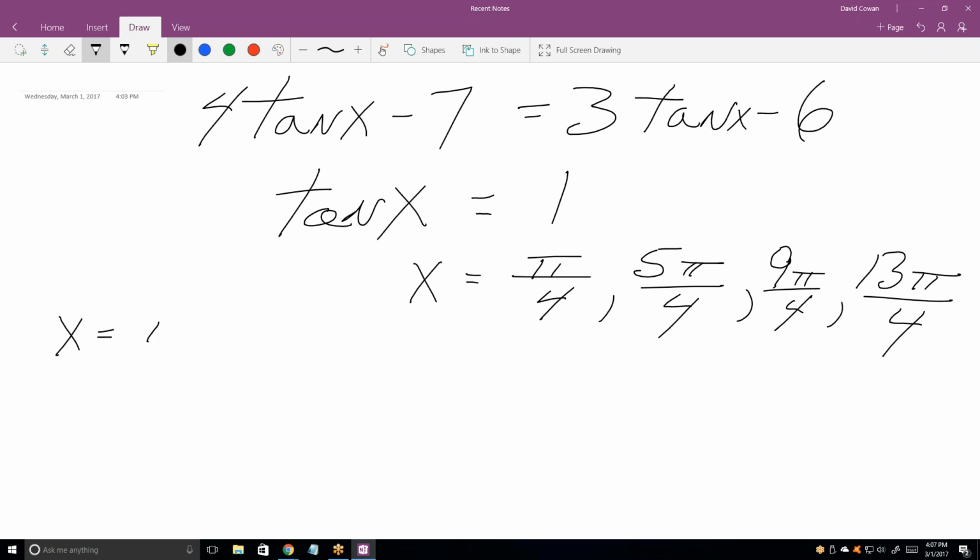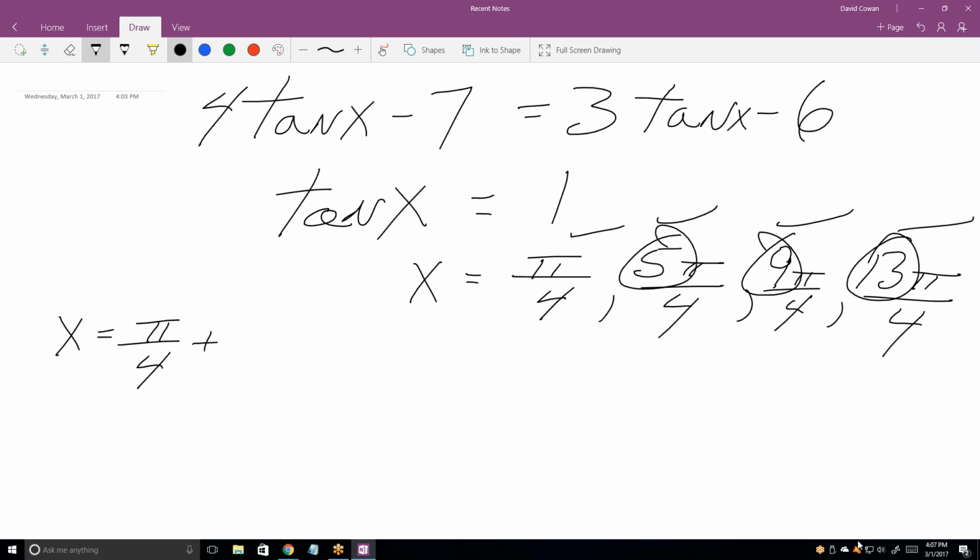You could write pi over 4 plus, oh man. What's the difference between 5 and 9 and 13? 5, 9, 13, 4. So 4 pi over 4, right? In other words, I get from here to here by adding 4 pi over 4. And then I get to there by adding 4 pi over 4. And then I get to there by adding 4 pi over 4. Well, 4 pi over 4 is pi. So I think that does it. In other words, in one equation, we can answer all the answers here.